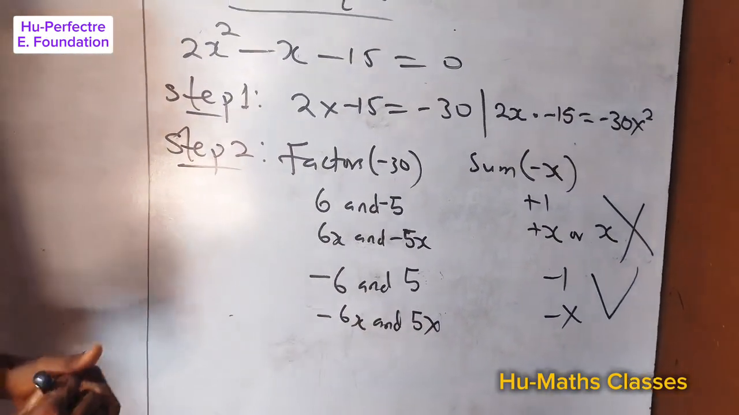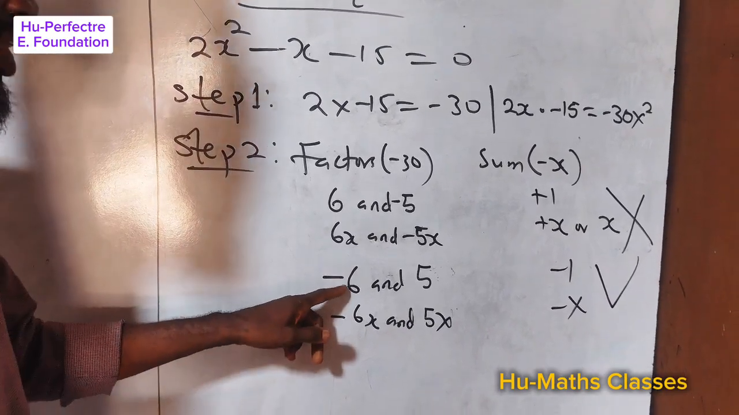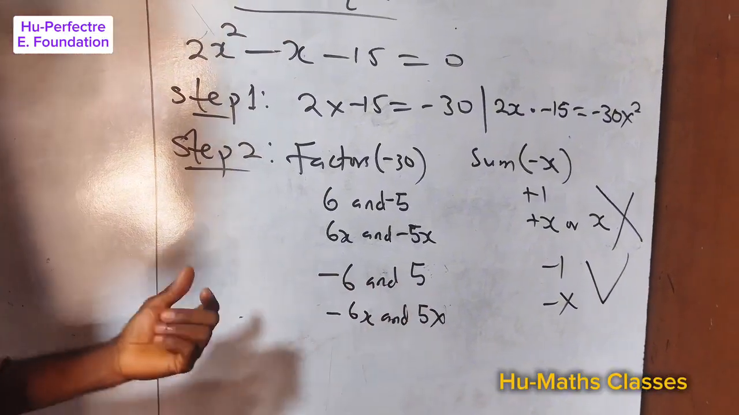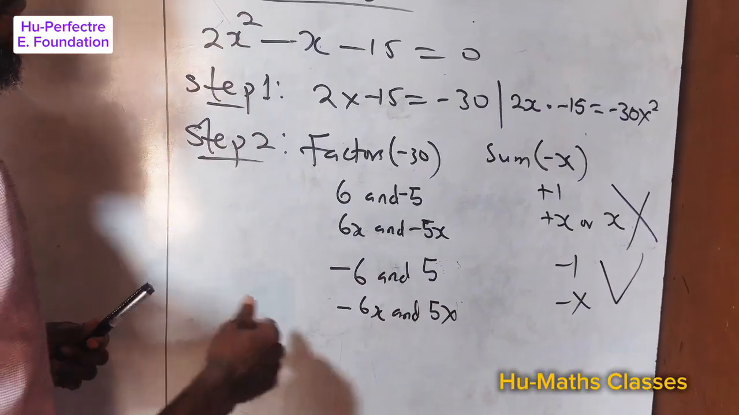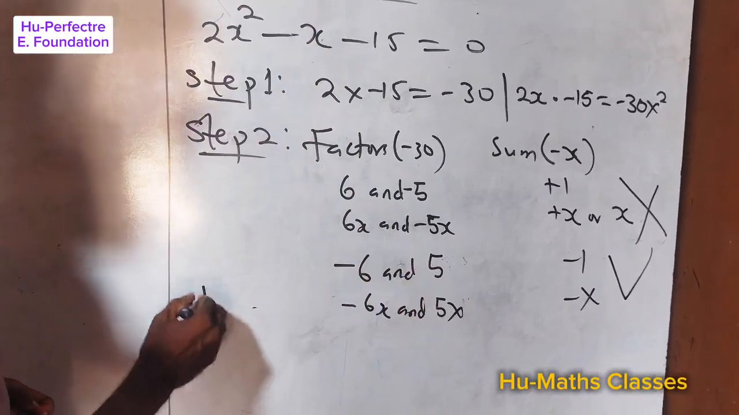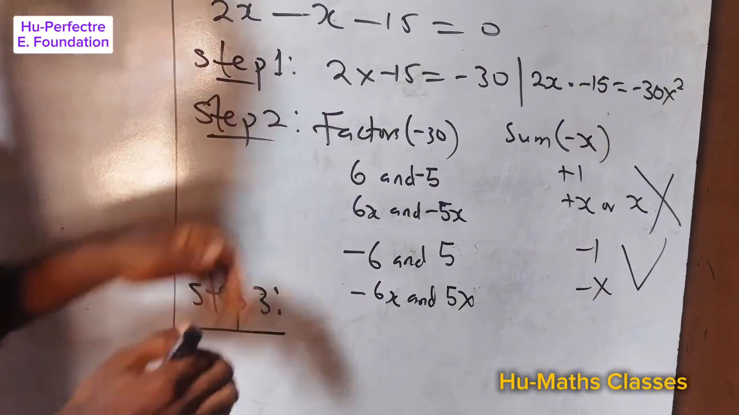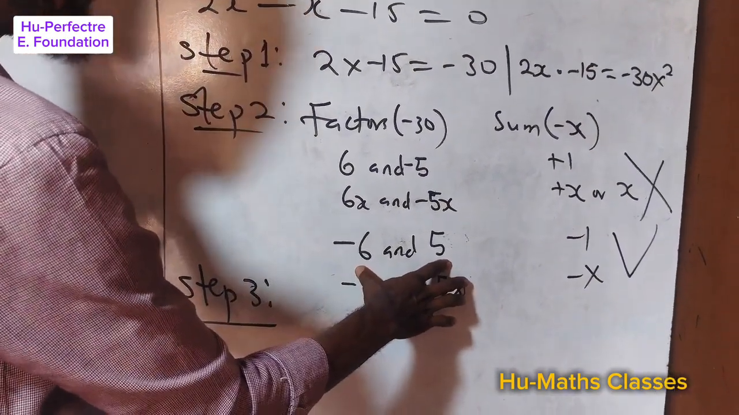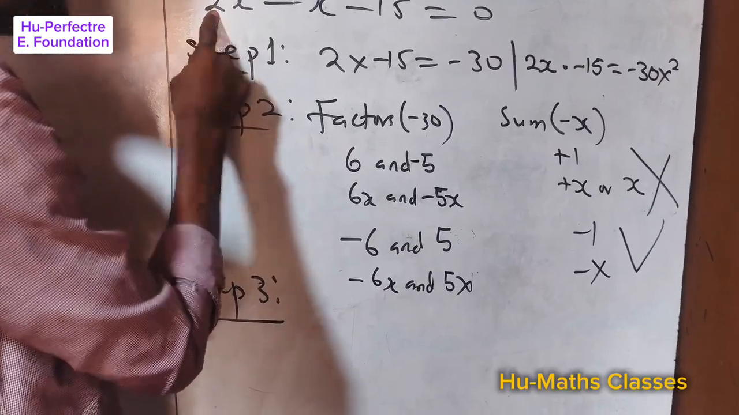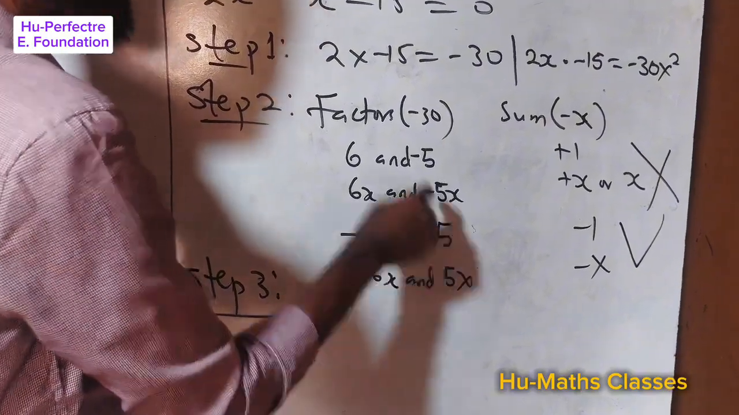So if what you used was the coefficient of the first variable, you're going to arrive at minus 6 and 5x. The third step is you're going to replace the second variable by the two factors you have arrived at, which are the correct factors. Step 3, you are going to replace or substitute the second variable with the two factors you arrived at. So if you have used the coefficient of x squared to arrive at minus 30, you don't write minus 6 and plus 5 alone.